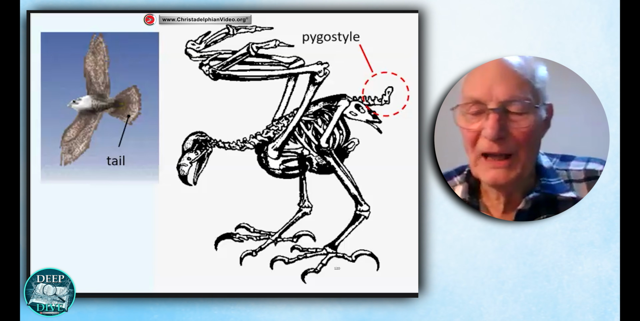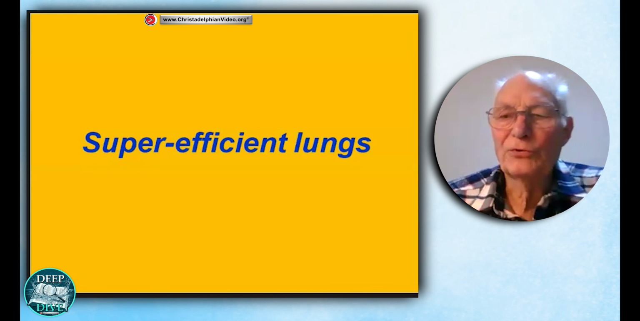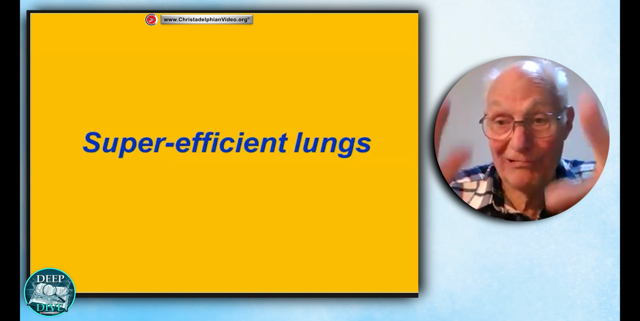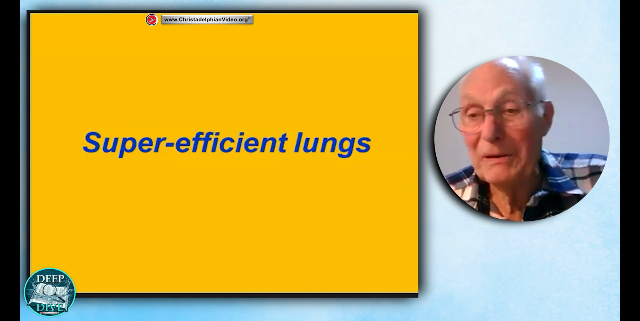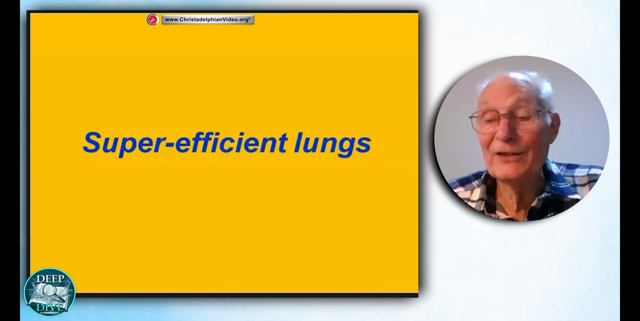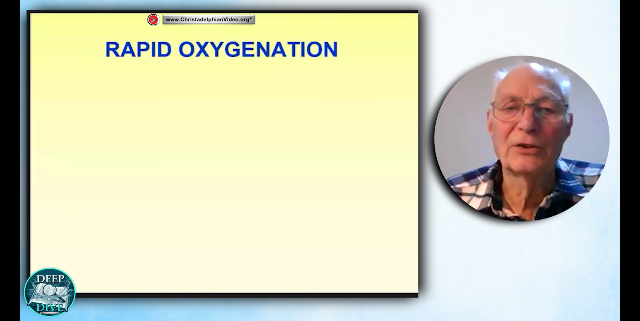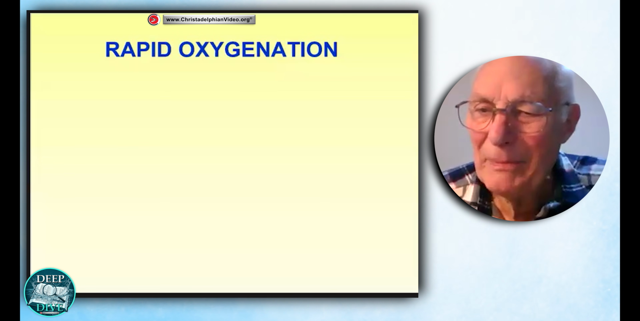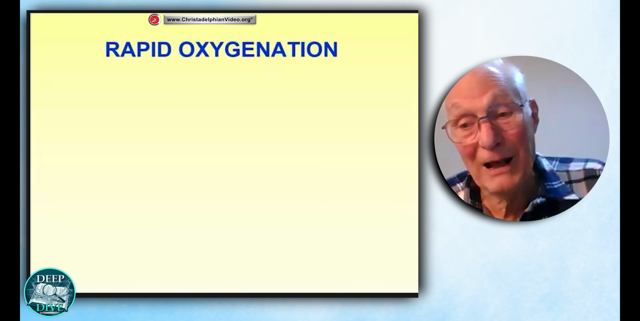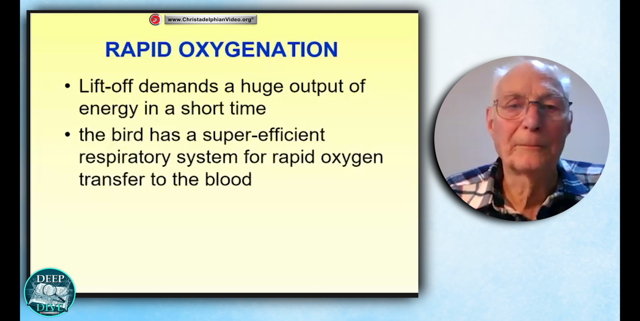Right, so we got the system worked out. Now, because flight involves an explosion of power, particularly at takeoff, to get off the ground, like your holiday aeroplane, when the pilot pushes his thrust lever forwards and the engine roars, so it is with birds. They have to have super efficient lungs. They have to have very rapid oxygenation of the blood that's going through those powerful muscles in order to provide the energy needed in a short time.